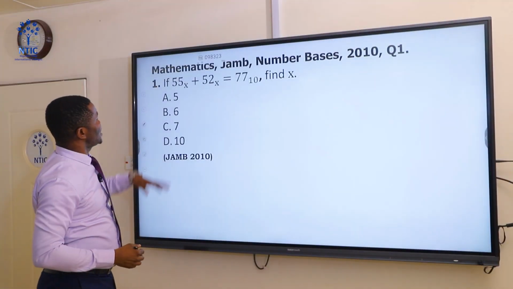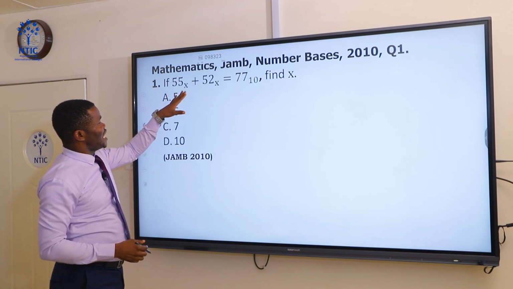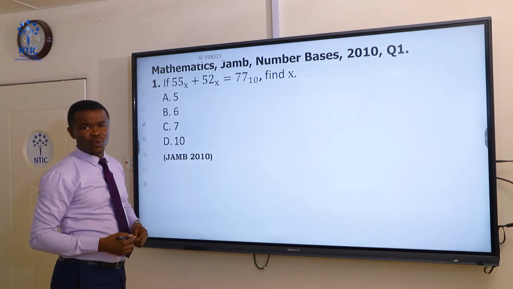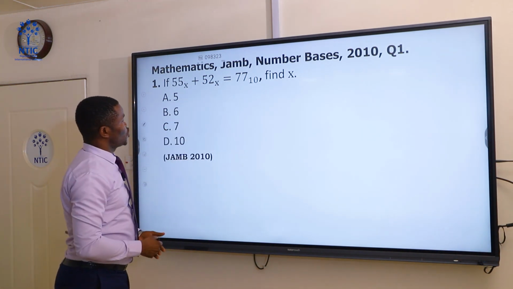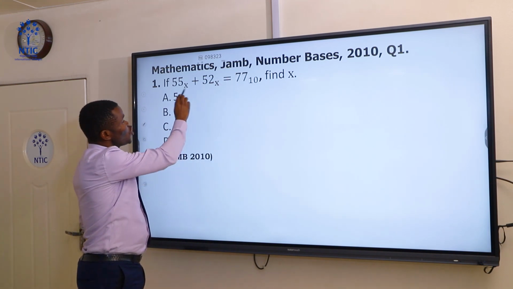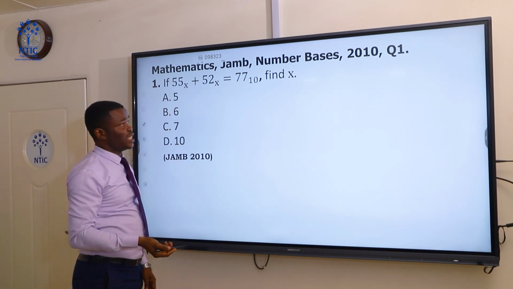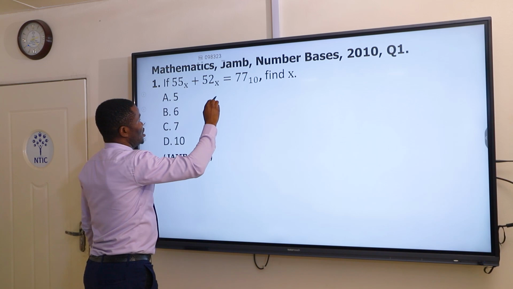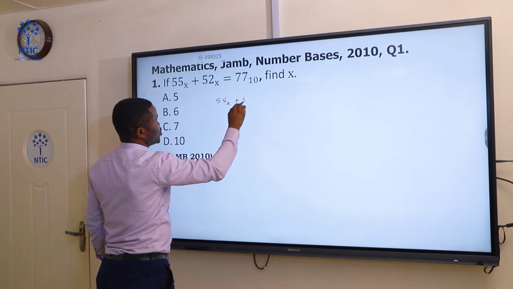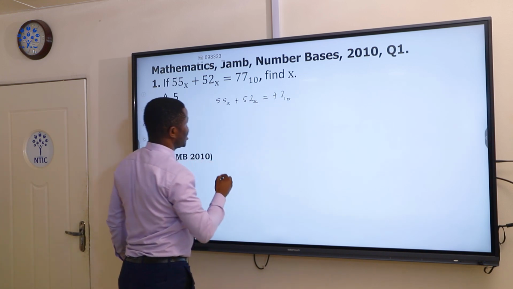So the first question says, if 55 base x plus 52 base x is equal to 77 base 10, find what x is. What is the base? Since this number is in base 10, we don't know what x is, so we're trying to express all these other numbers in base 10 this way. So it's going to be 55 base x plus 52 base x equal to 77 base 10.